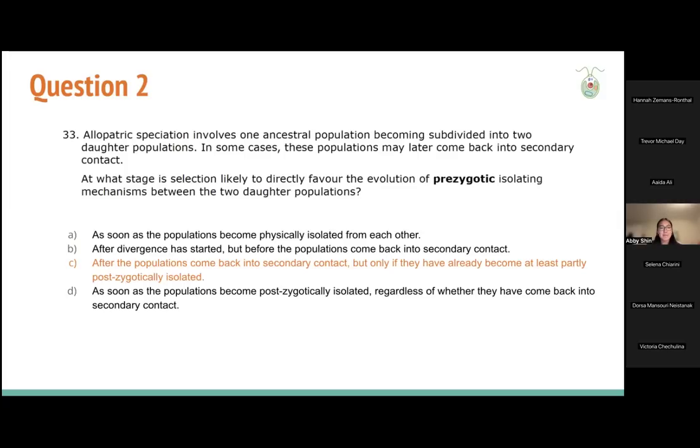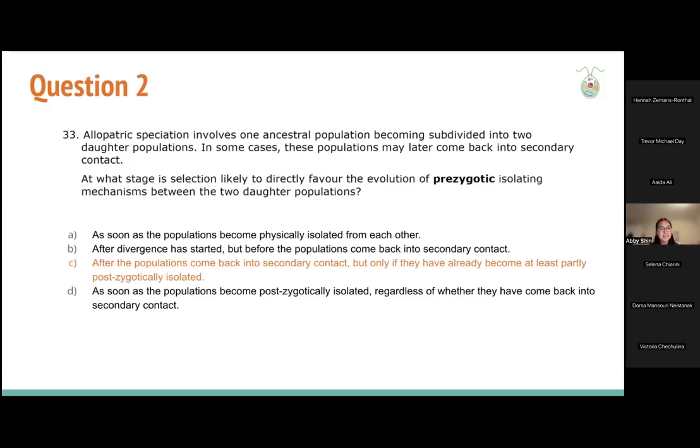When we're looking at B, this is incorrect because prezygotic isolating mechanisms are favored upon secondary contact. And this one's saying before populations even come into contact with each other. So without a reunion between these two populations, there will be no attempt at fertilizing or gene flow. So thus, prezygotic mechanisms do not even apply to this scenario.